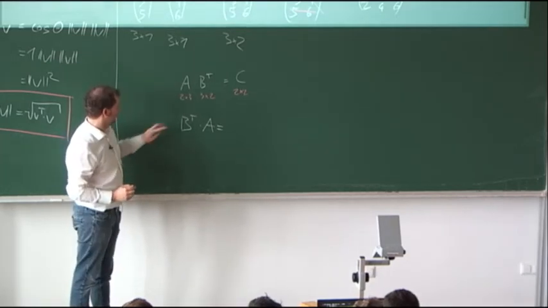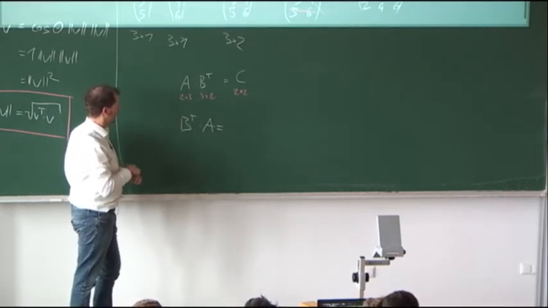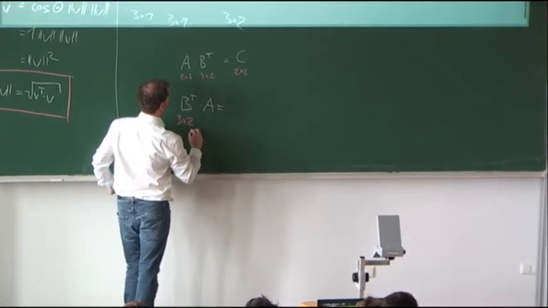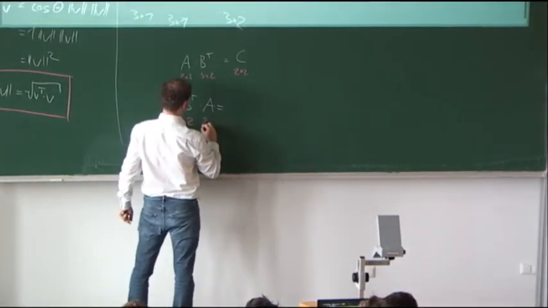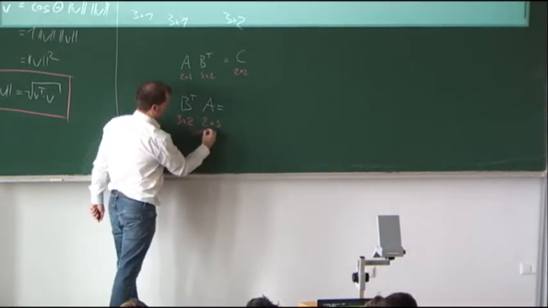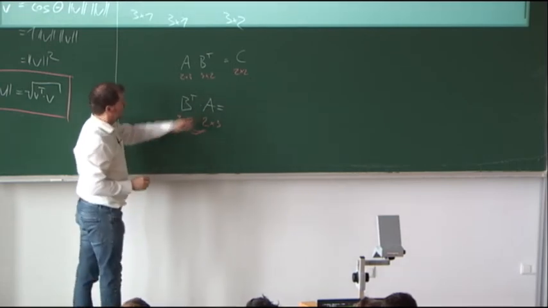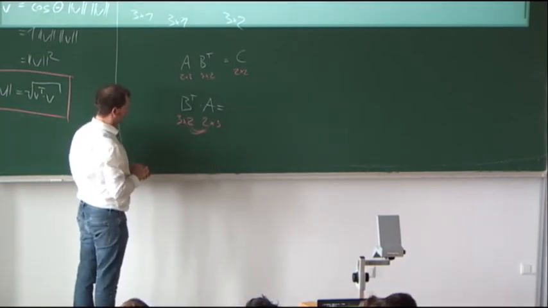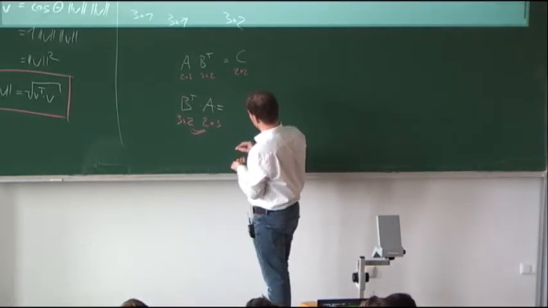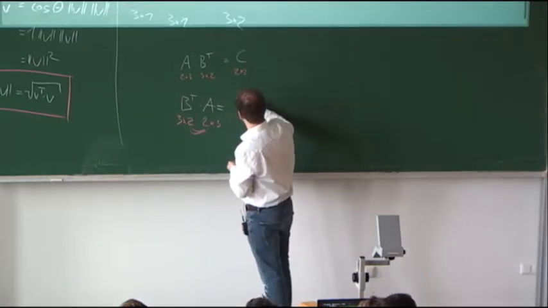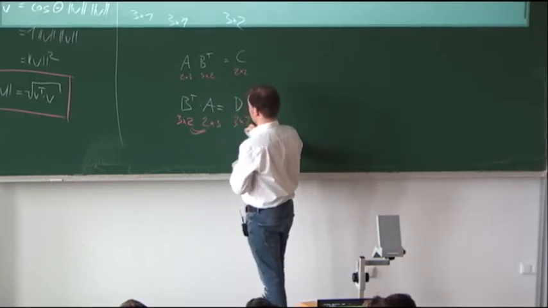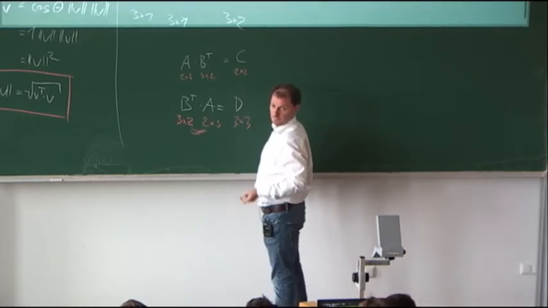Okay, so let's flip the order. Let's look at the dimensions. So B transpose is 3 by 2. A was 2 by 3. So these numbers are still the same, right? So I can still calculate the dot product. And the result, maybe I call this D, will be 3 by 3. So it cannot even be the same matrix, right?